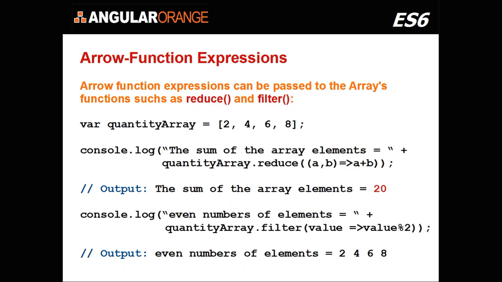So arrow function expressions can be passed to array functions such as reduce and filter, and you'll see this quite a bit. Even in the usage of observables, arrow function expressions can simplify your code dramatically. Here's a case where we have a quantity array 2, 4, 6, 8, and we say the sum of the array elements, and we take the quantity array and we reduce it using an arrow function. The arrow function a, b, fat arrow a plus b, would add all the elements of the array using that particular function.